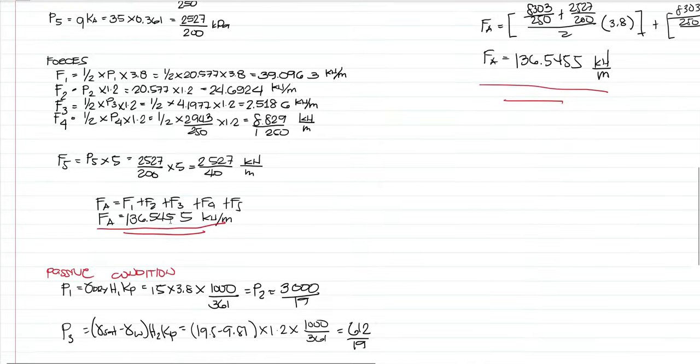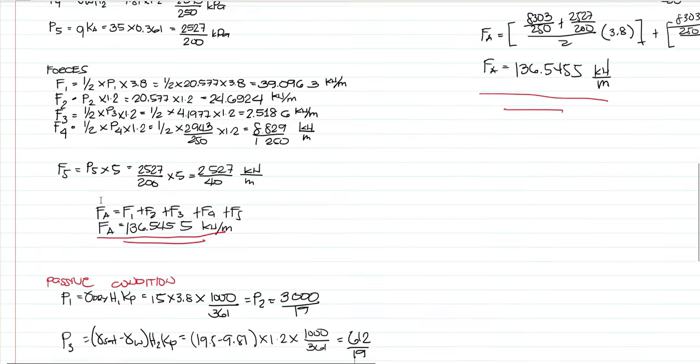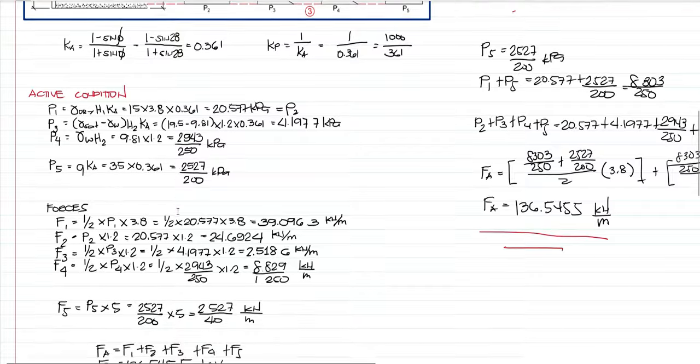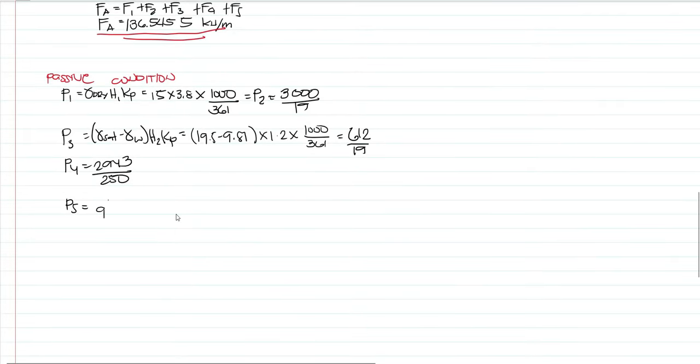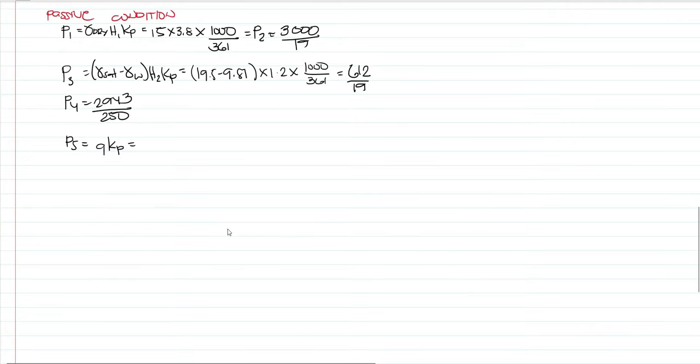Next, pressure 4. Syempre, hindi naman magbabago yung water kasi wala naman yung passive earth coefficient. So, copy na lang natin yung nasa active condition na 2943 over 250. So, P sub 4 is equal to 2943 over 250. Then, our P sub 5 will be equivalent to a value Q times our K sub P. So, that is 35 times 1,000 over 361. So, our P5 will be equivalent to a value of 35,000 over 361.